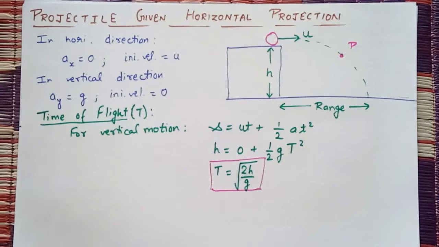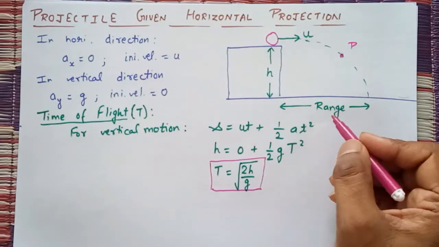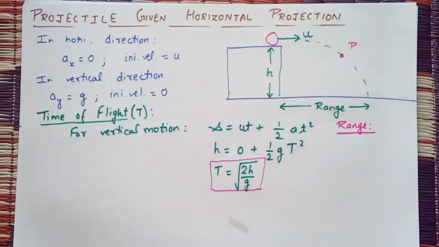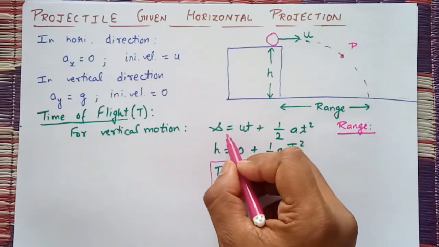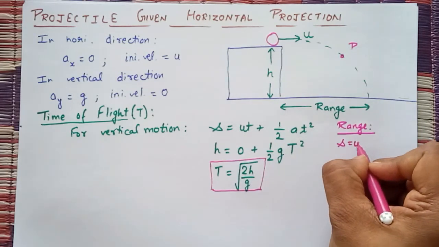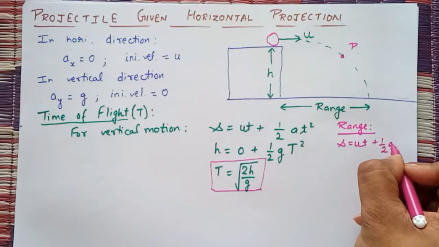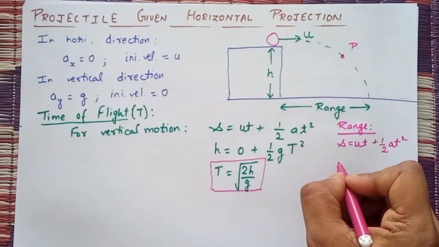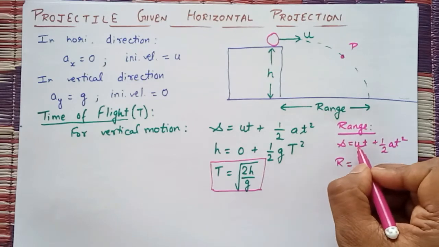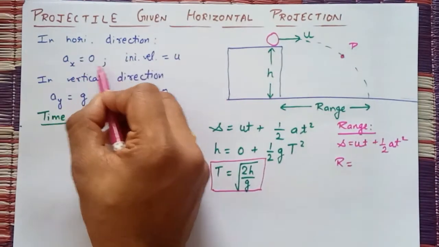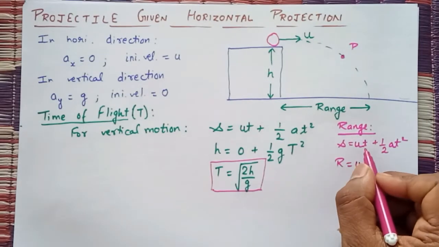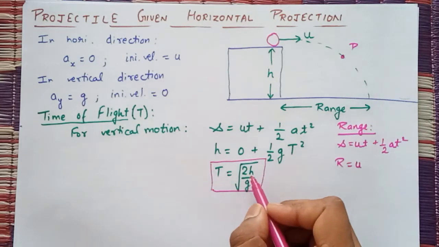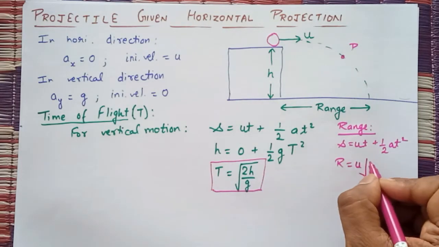Now, if I want the formula for the range, then what will be range? Range is in horizontal direction. So, applying again the formula, s = ut + 1/2 at² for the horizontal direction. Distance or displacement in the horizontal direction is equal to range only. What is the initial velocity in the horizontal direction? It is u. And what is t? T is total time when the object comes from here to here, that is total time of flight, and total time is the square root of 2h by g.